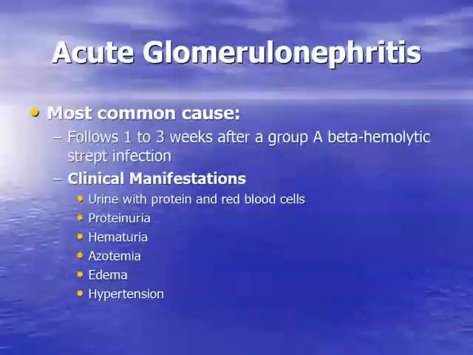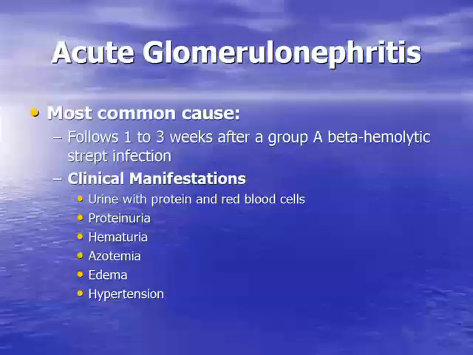Another type of renal disorder is acute glomerular nephritis. The most common cause of this is a group A beta hemolytic strep infection. And with this particular type of disorder, the patient will have protein and red blood cells noted in the urine culture and on the UA. Patient will have proteinuria, hematuria, azotemia, which is increased blood levels of those nitrogen waste products. Patient will also have edema formation, especially periorbital, around the eyes.